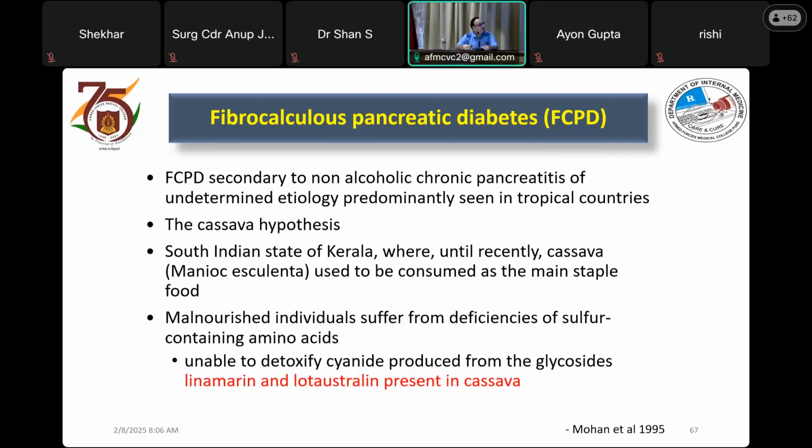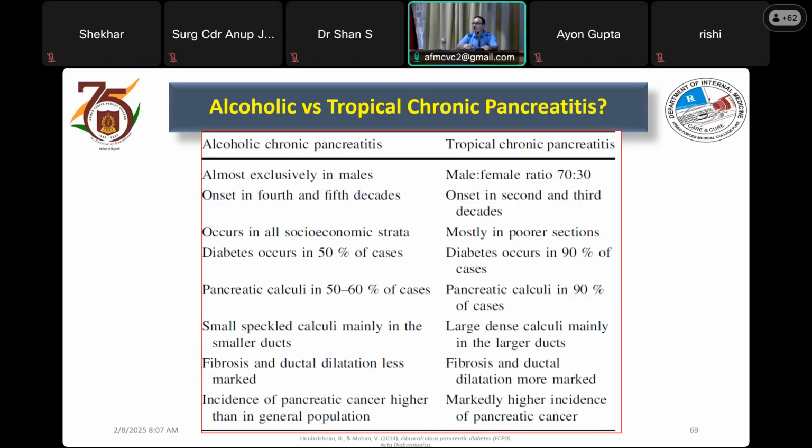So we need to differentiate this from alcoholic chronic pancreatitis. A few pertinent features: tropical chronic pancreatitis has a diabetes prevalence as high as 90%. On the contrary, alcoholic chronic pancreatitis would have diabetes in only 50%. There would be a markedly higher incidence of pancreatic cancer in tropical chronic pancreatitis, and the onset of tropical chronic pancreatitis would be in the second and third decade.